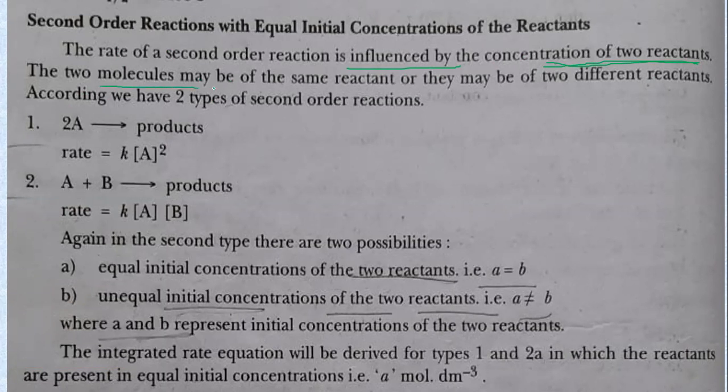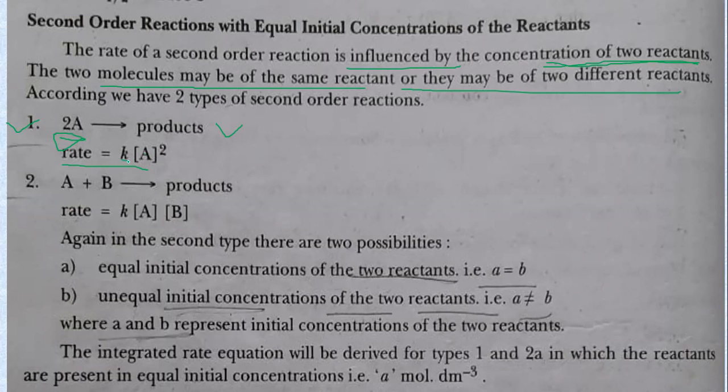See, the two molecules may be of the same reactant or they may be of different reactants. It is not necessary every time that they must be the same reactant. If you see the first reaction here, it has the same reactant. Two molecules are the same, and they are reacting to give us a product. So how can we write the rate equation for that? Rate equal to K into concentration of A square.